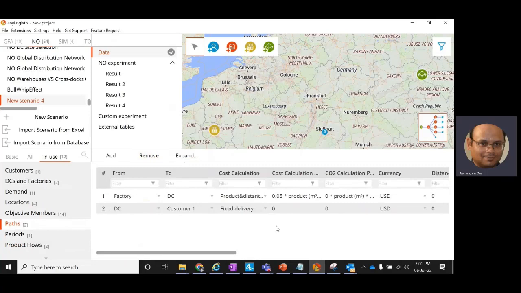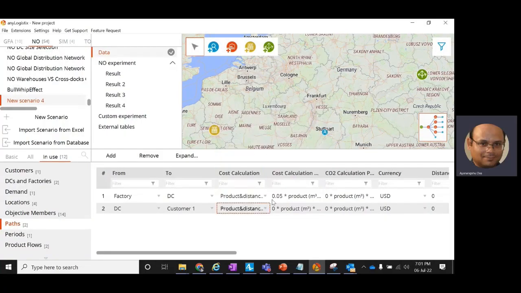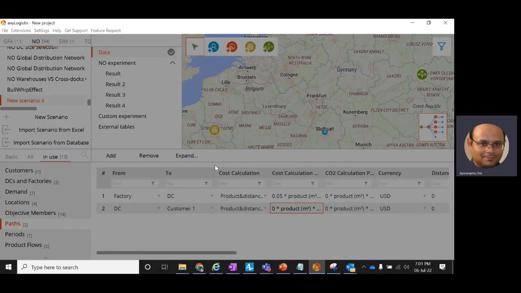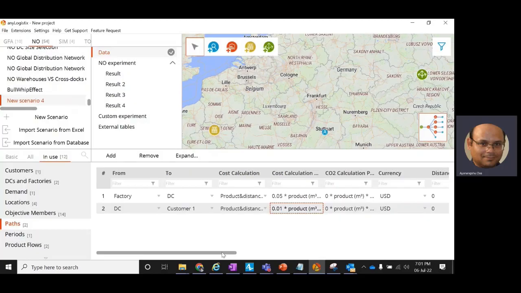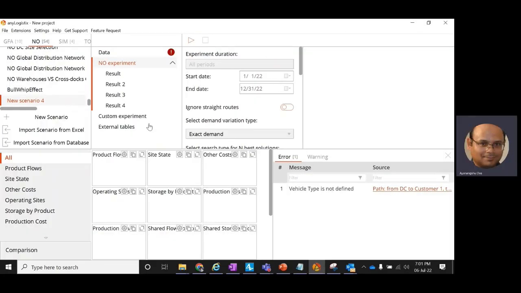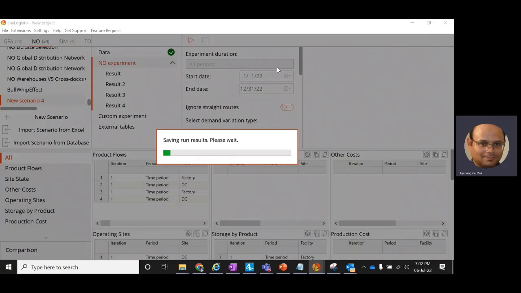In the paths table, we may want to specify a type of product flow. Maybe the cost of flow between the DC and the customer would be lower. We'll just specify a particular value and then we run the experiment again. So there it says that there is a vehicle type which is not defined or specified from the DCs to the customers in the paths table. So again, we select the vehicle type and then click on the experiment.